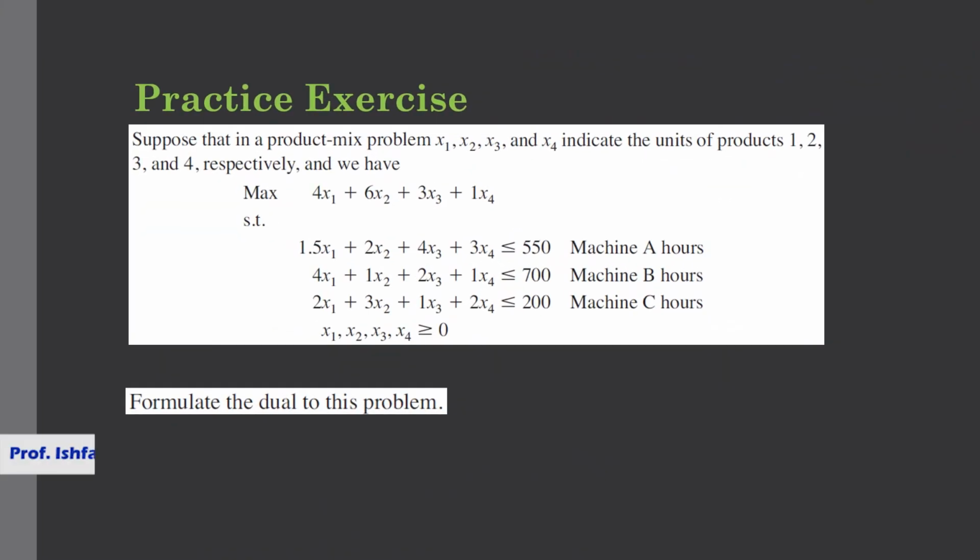Here is a practice problem for you. Please find the dual of this primal problem.